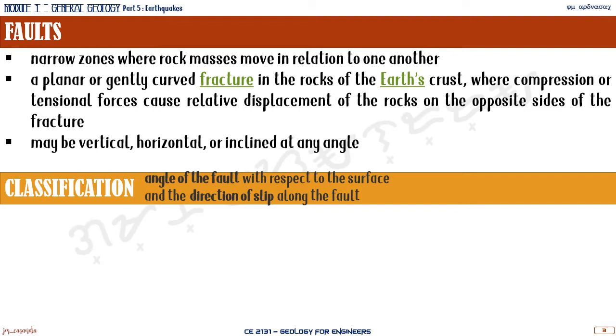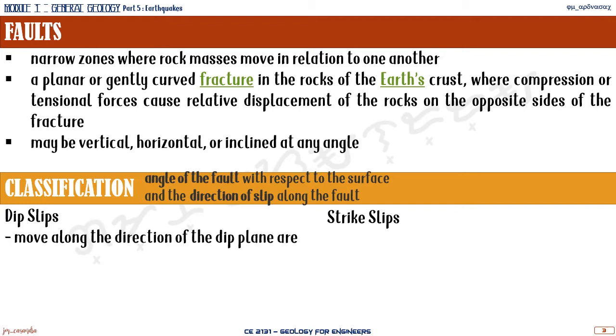Okay, so basically we have two general classifications of faults. The first one is what we call the dip slip, and the other one is what we call your strike slip. So what's the difference between the two? For dip slips, they are faults that would be moving along the direction of the dip plane, while strike slip will be moving horizontally past each other. Okay? And under the two general types, we also have their subcategories or subtypes.